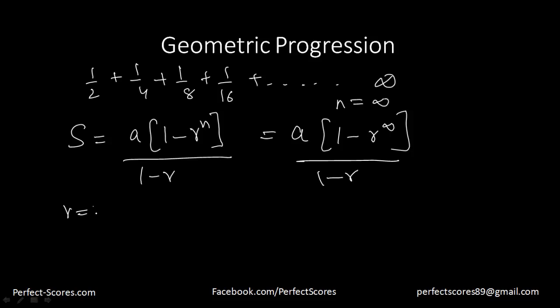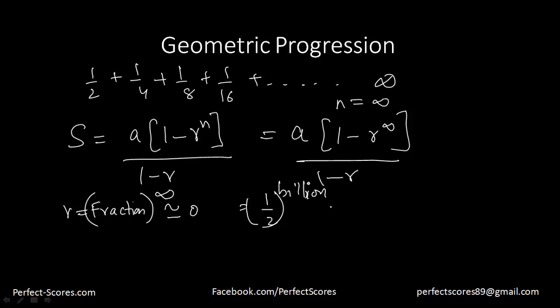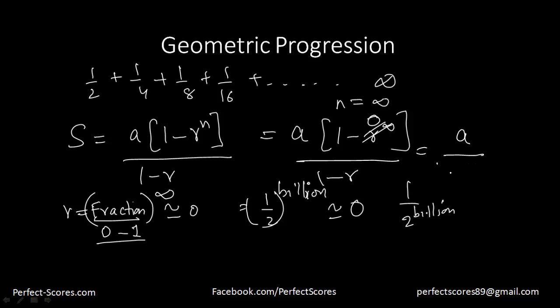Now this r is a fraction, and a fraction raised to the power infinity is almost equal to 0. If I ask you what is 1 by 2 raised to the power billion, that is going to be approximately 0, because that is going to be 1 by 2 to the power billion, which is going to be a really big number. So understand, when I say fractions, it means for my case between 0 and 1, which means this is going to be 0, and the sum till infinite terms is going to be equal to a over 1 minus r. So I suppose you're understanding what I'm trying to say here.